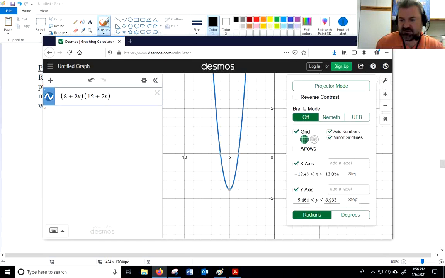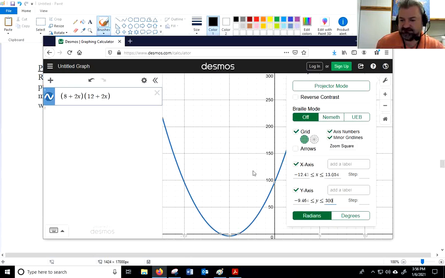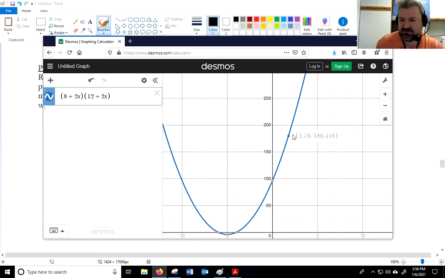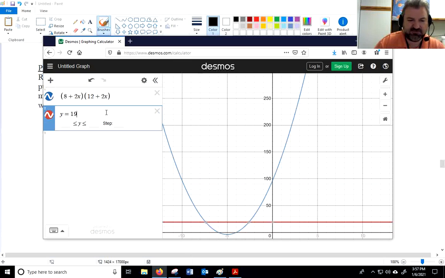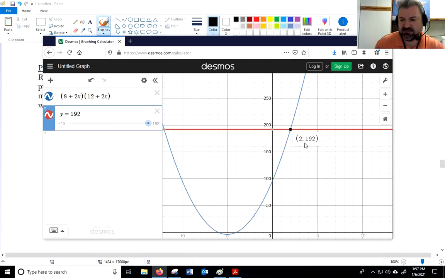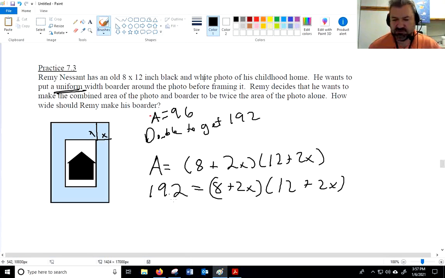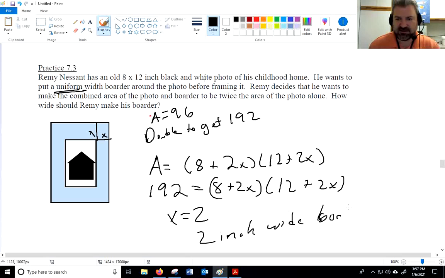So I will change my settings to make it go up to like 300 maybe. Looking for 192 here. Well, it looks like it's somewhere around, well, maybe around 2. Oh, look, it's exact. If it wasn't, you're allowed to graph just a number in decimals like that, and you can then click on it and get the answer. 2 and 192. So it turns out that the x value of 2, so how wide should we make it? We're going to make it a 2-inch wide border. Isn't that amazing that just adding a 2-inch wide border would actually double the area? Which is weird, right?